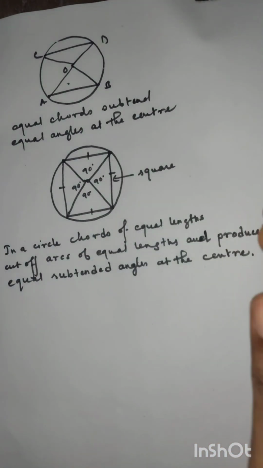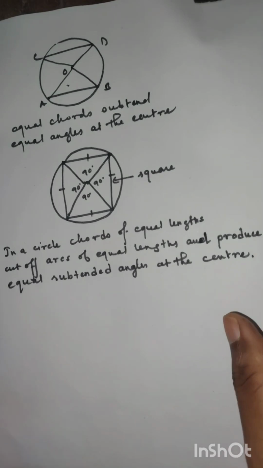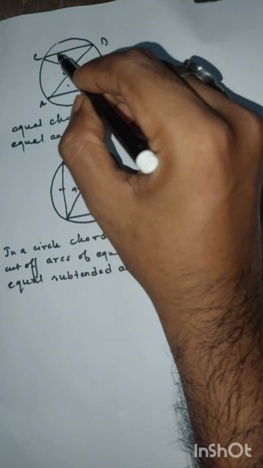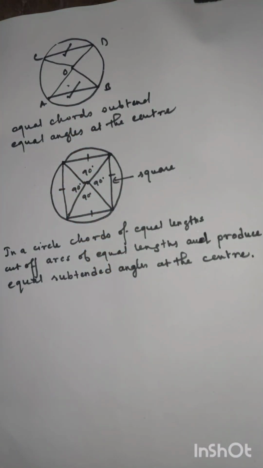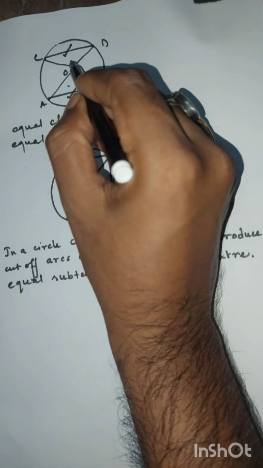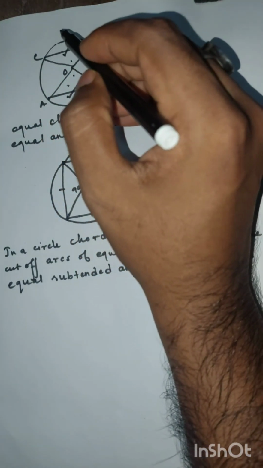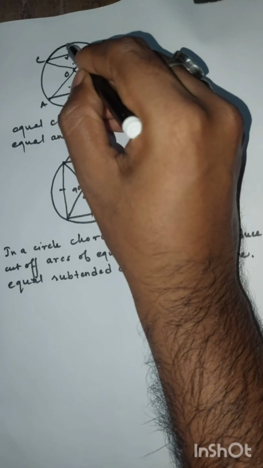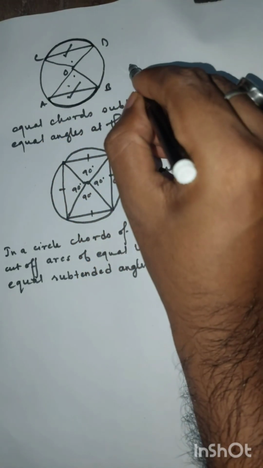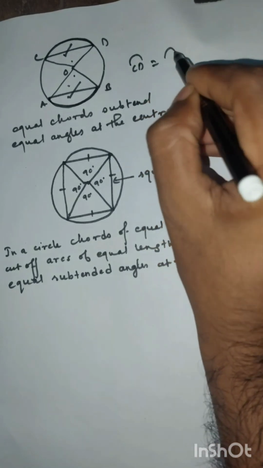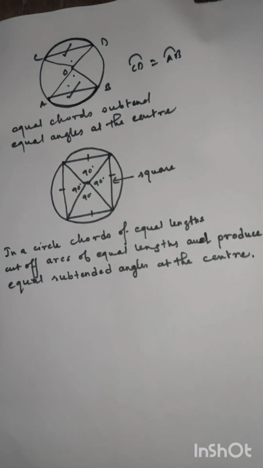So for example, if CD and AB, these two chords, are equal, then they will subtend equal angles at the center, and they will cut arcs of equal length. That means arc CD will be equal to arc AB.